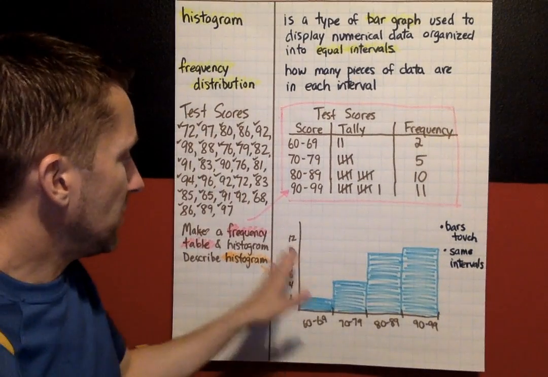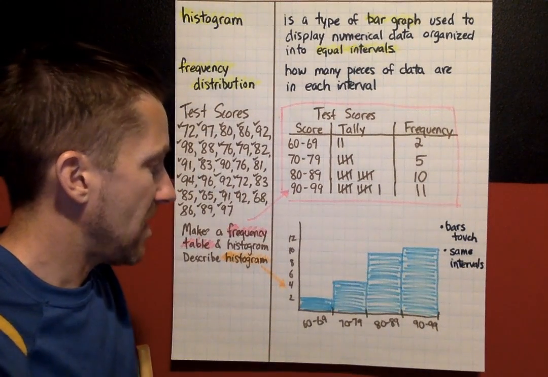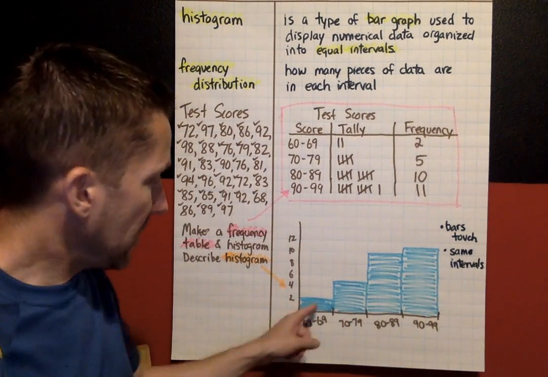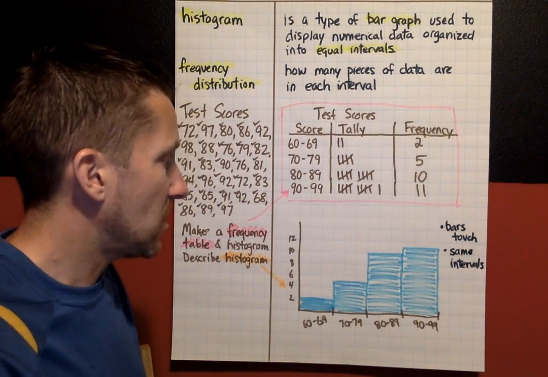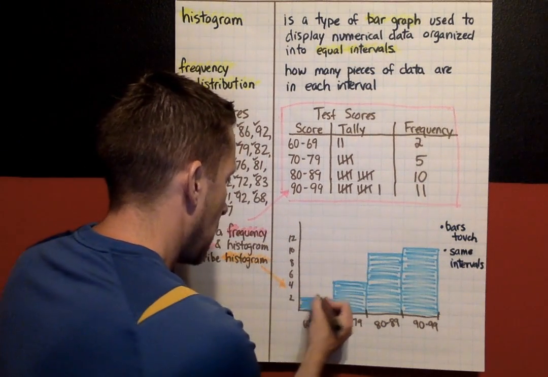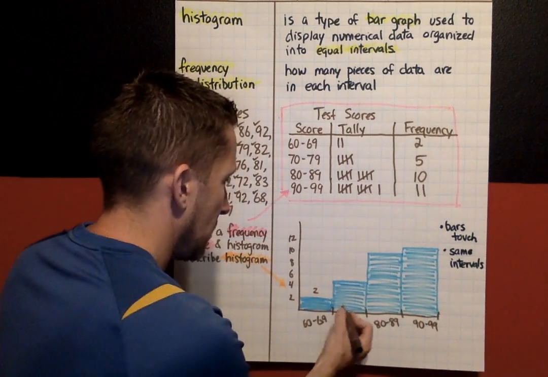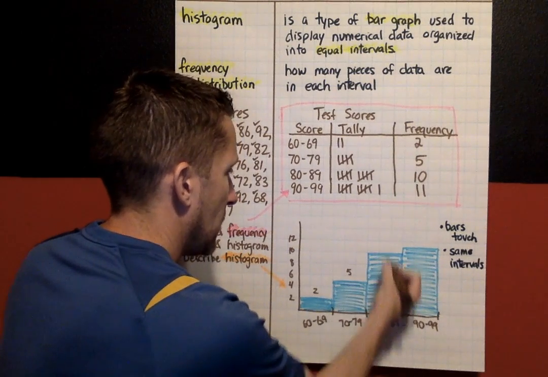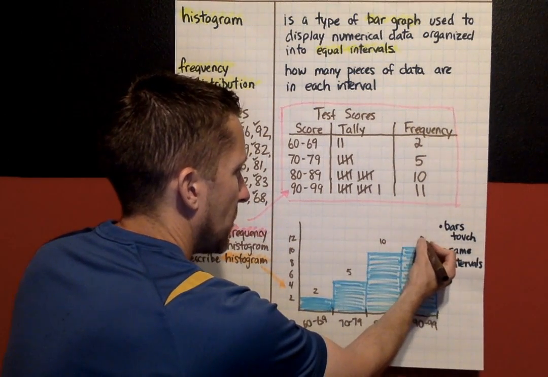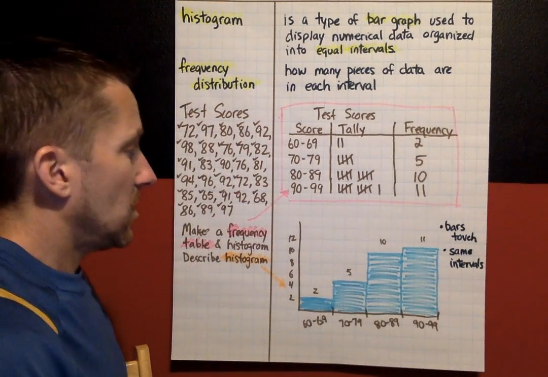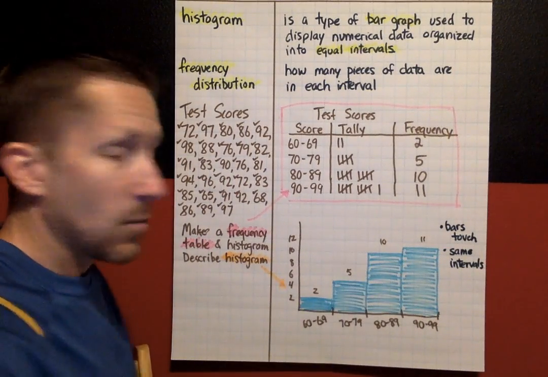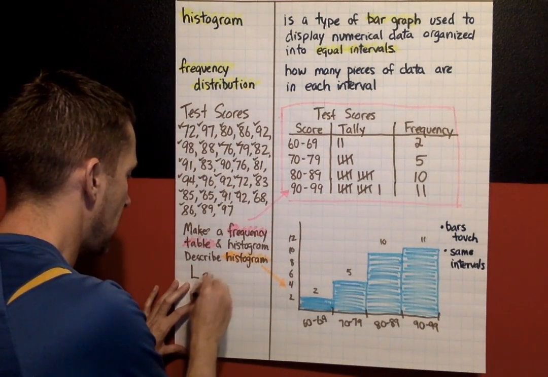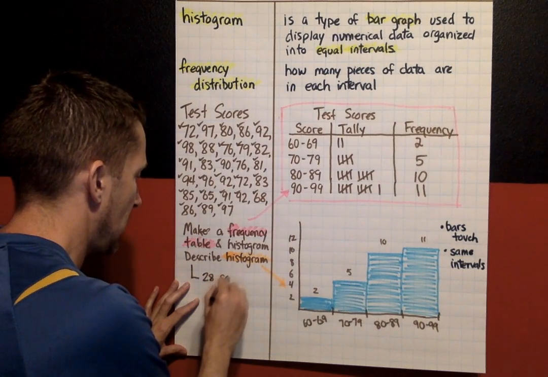So what are some things I could say looking at this histogram? Well, I could figure out how many test scores there were total. This bar is showing me that that's 2 scores. This bar is representing 5 scores. This bar is representing 10 scores, and this one is representing 11 scores. So I could total that up and get 28 total. So for describing, I could say that there are 28 scores altogether.